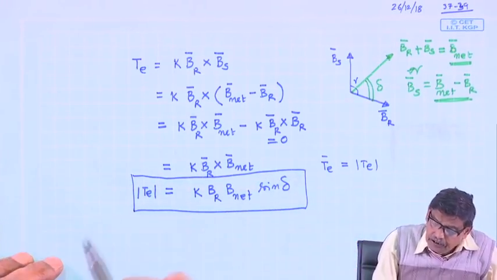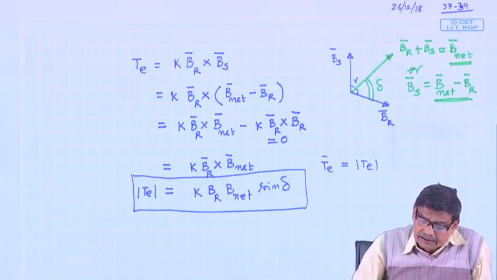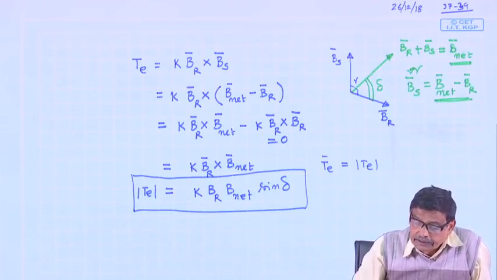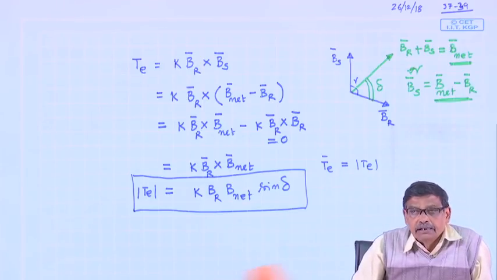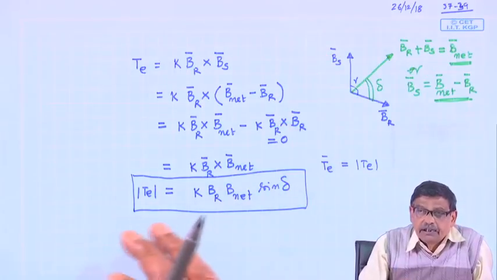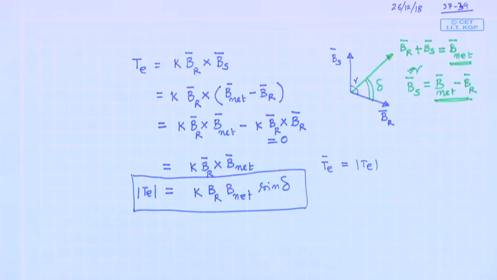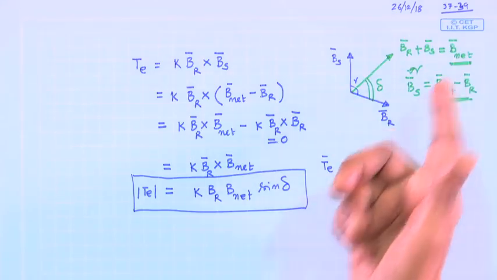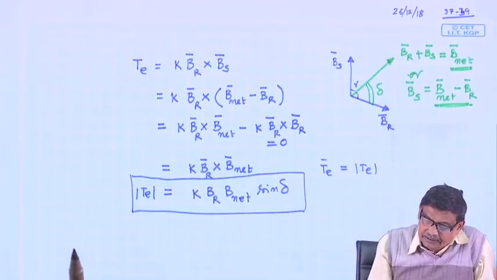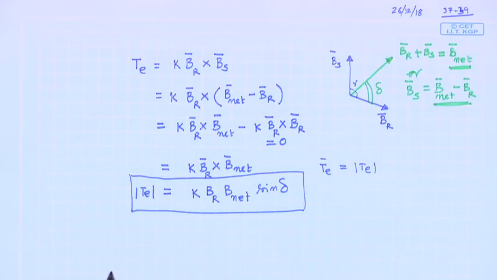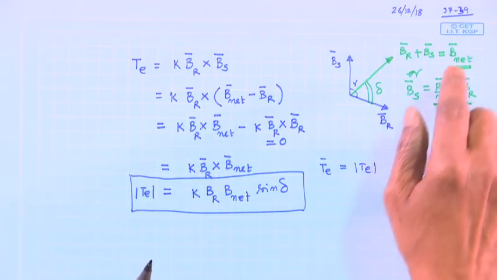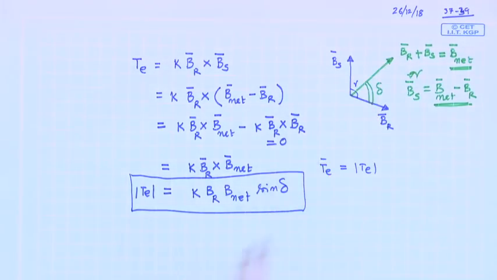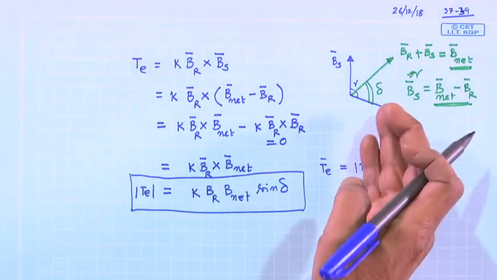So, henceforth what we will do is this: in any machines where there is a rotor, where there is a stator, both of them are carrying current, you identify where is your rotor field, you identify where is your stator field at a given point of time, and then you find out the resultant of these two, that is B_net. If this angle is delta, then I will say magnitude of the torque is strength of B_R, strength of B_net into sin delta, and the direction is from B_R to B_net. And that is anti-clockwise direction in this case.